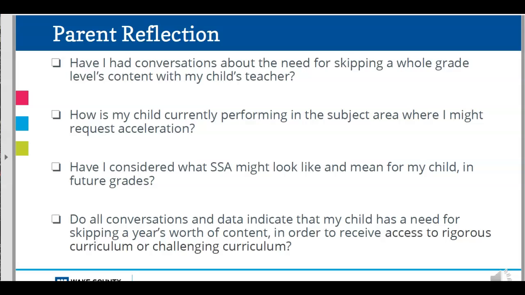How did my child perform in the subject area where I might request acceleration? Were they getting all 4s on all their assignments? Were their assessments really strong? Have I considered what SSA might look like and mean for my child down the road? Do all the data that I have indicate that my child really needs to skip a year of content?